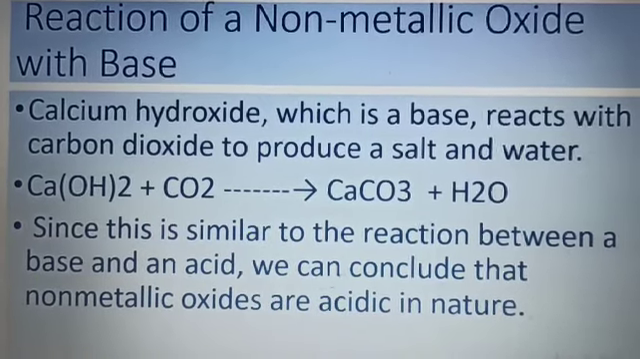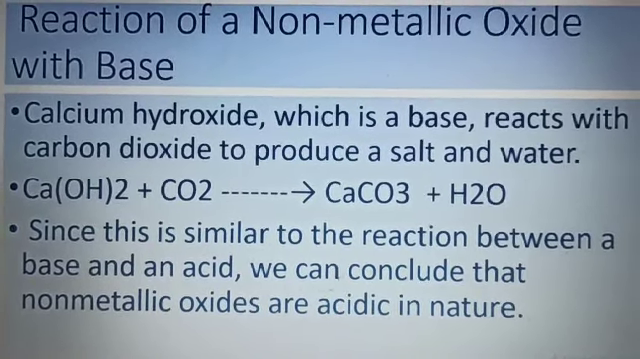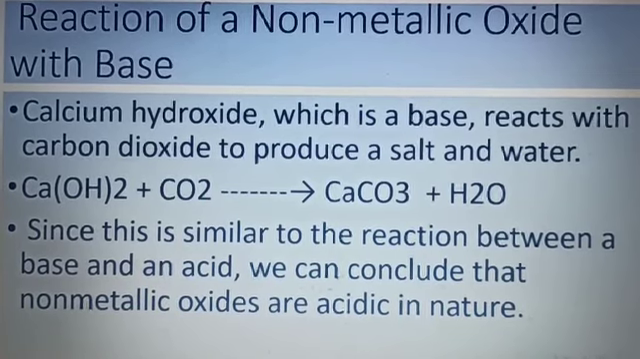So learn all the reaction formulas properly. These all are very important.